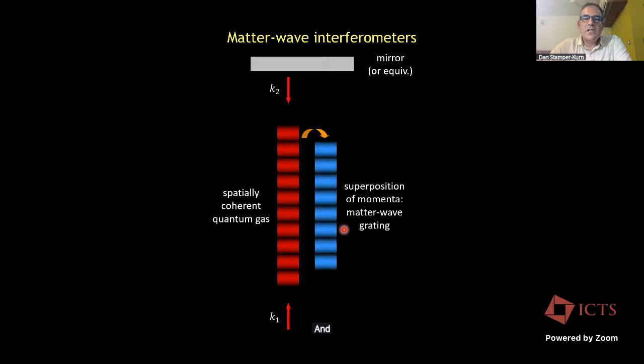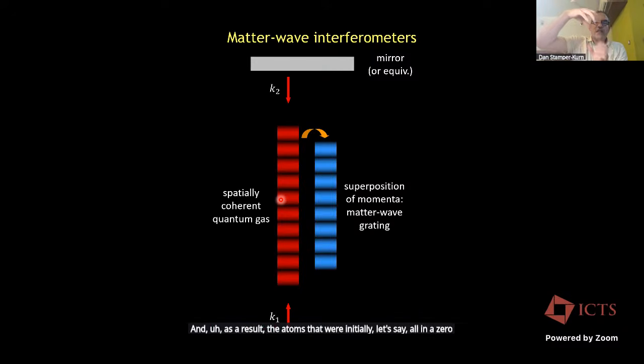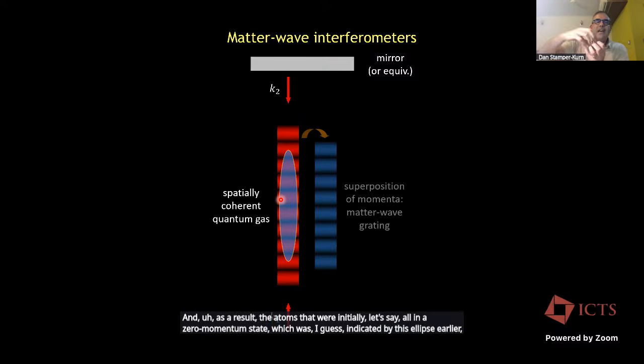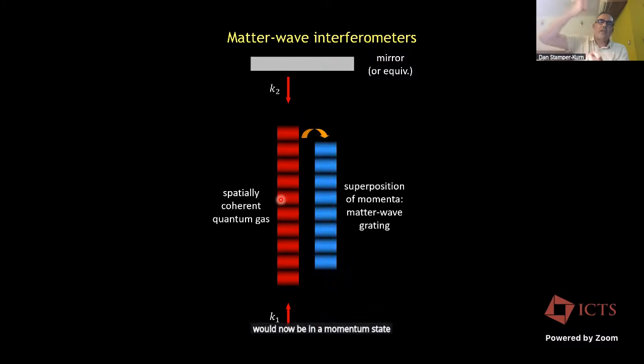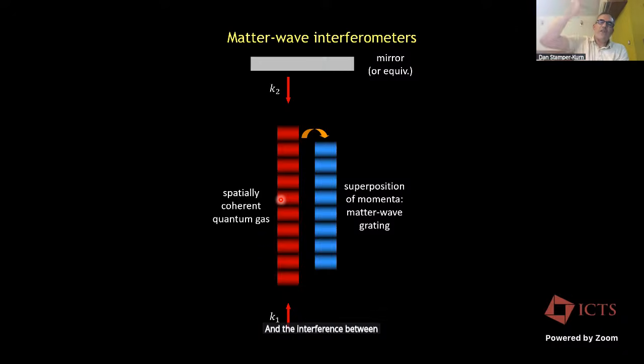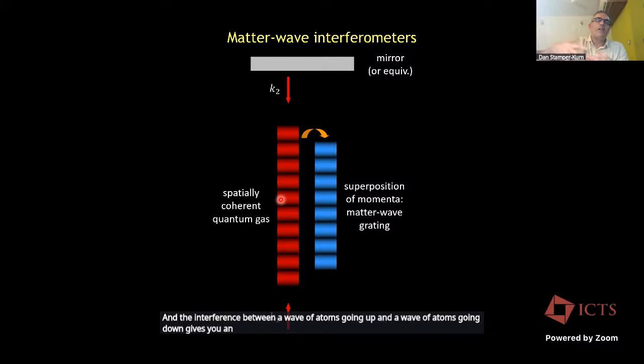As a result, the atoms that were initially all in a zero momentum state, which was indicated by this ellipse earlier, would now be in a momentum state where some of the atoms are recoiling up and some of the atoms are recoiling down after interacting with this laser light. The interference between a wave of atoms going up and a wave of atoms going down gives you an intensity or a density modulation of the atoms.